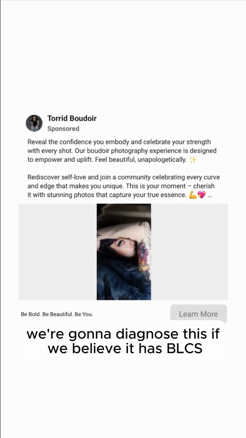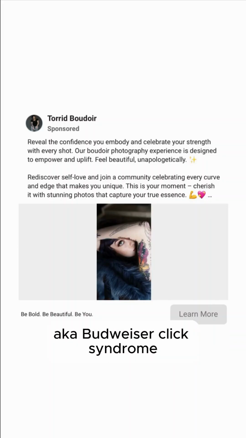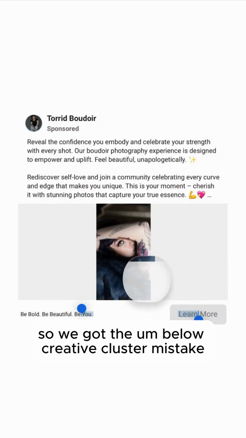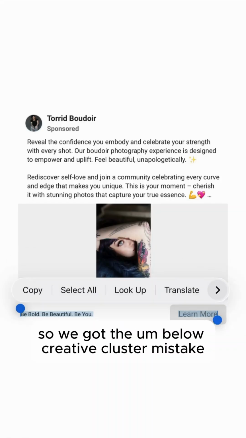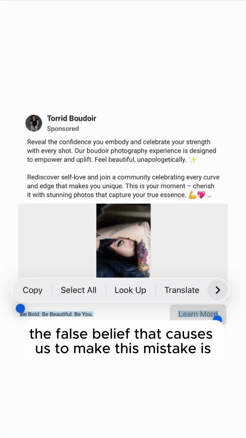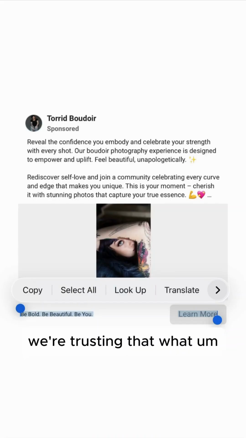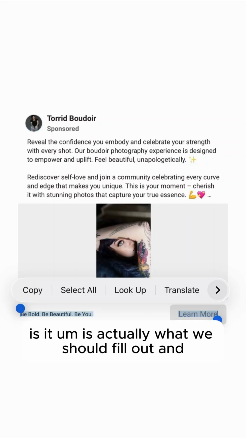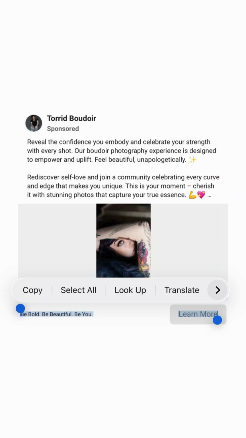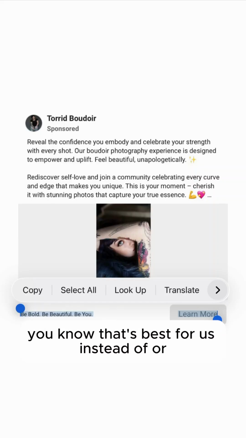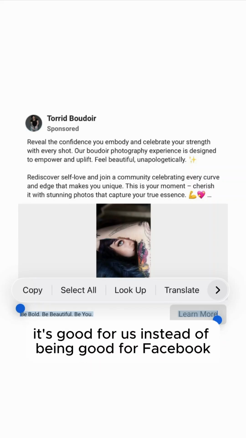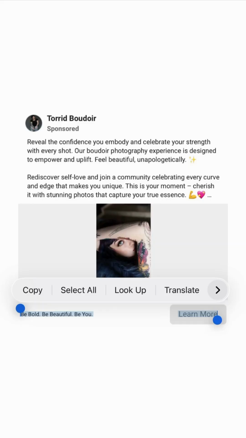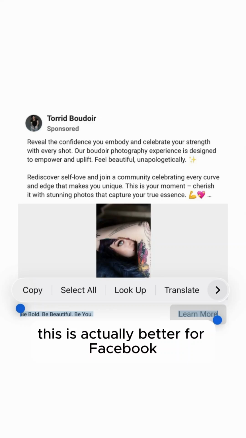All right, now we're going to diagnose this if we believe it has BLCS, aka Boudoir low click syndrome. So we got the below creative cluster mistake. The false belief that caused us to make this mistake is we're trusting that what Facebook is telling us to fill out is actually what we should fill out, and that's best for us, it's good for us instead of being good for Facebook. And what actually happens is this is actually better for Facebook. So it's worse for us.